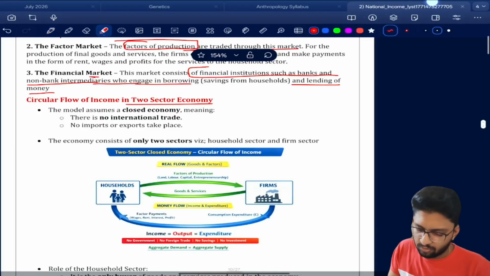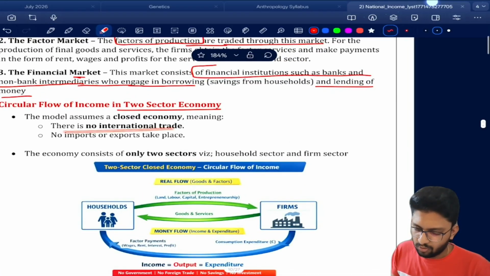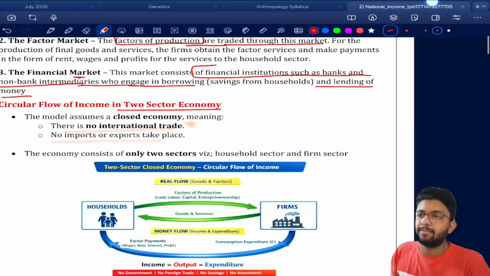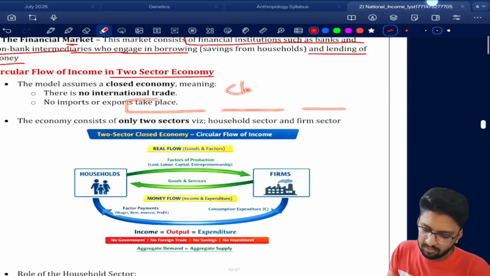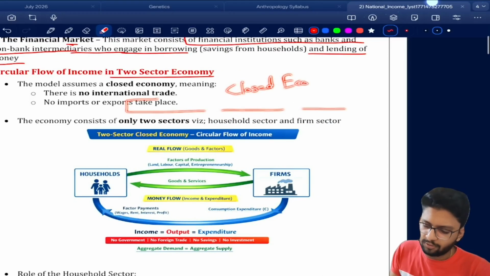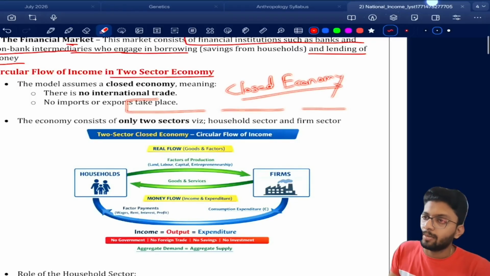The model assumes a closed economy, meaning there is no international trade, no imports, no exports take place. The economy consists of only two sectors, household sector and firm sector. This is a closed economy model.